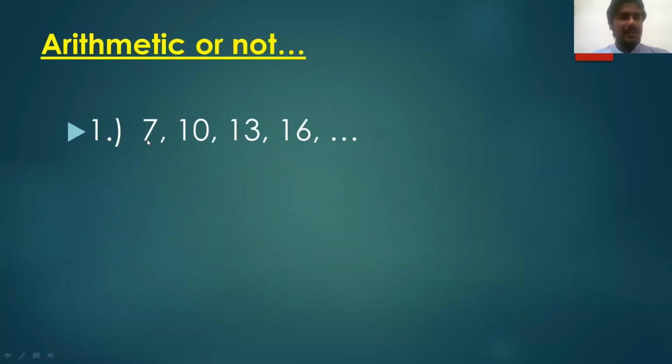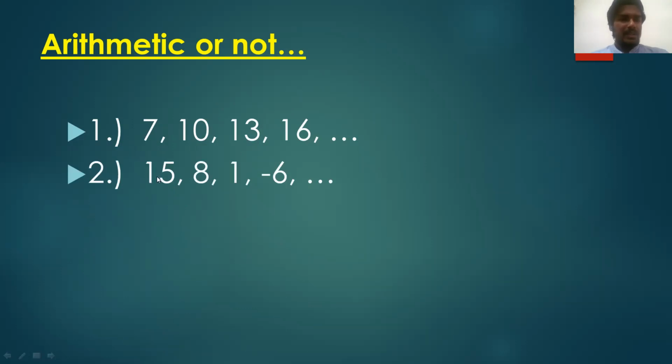The first example is the series 7, 10, 13, 16, and so on. The first term is 7 and the second term is 10. The difference between the first term and the second term is 3. The difference between the second term and the third term is also 3, and the third term and fourth term difference is also 3. So it is an arithmetic series.